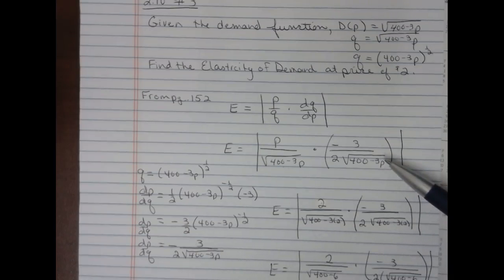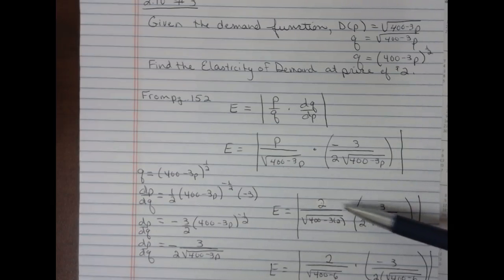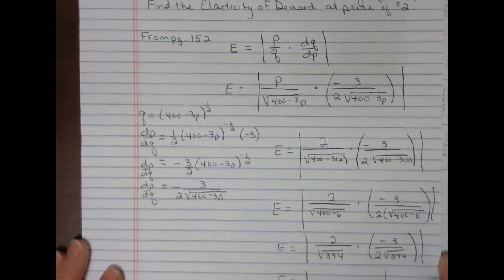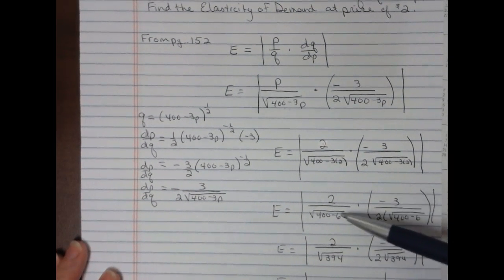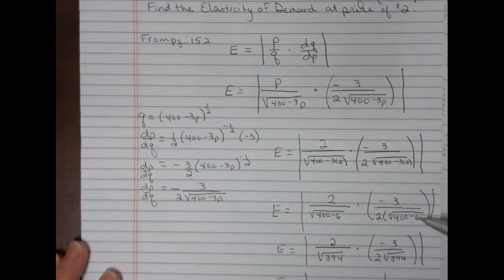So I plug it into the dQ with respect to P, so the derivative of Q with respect to P. And at this point, I can just plug in, we're given the price, we want to find the elasticity of demand at $2. So wherever I have a P, I plug in my 2. And so as you can see, I went through and solved, or simplified at this point.